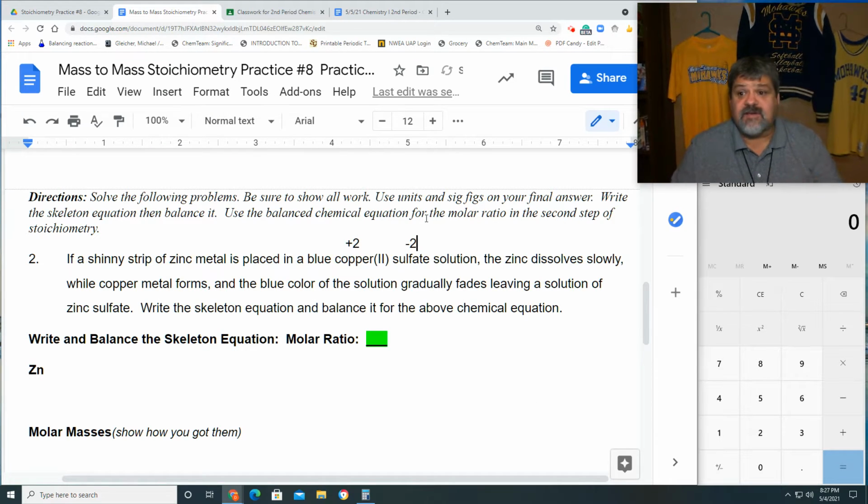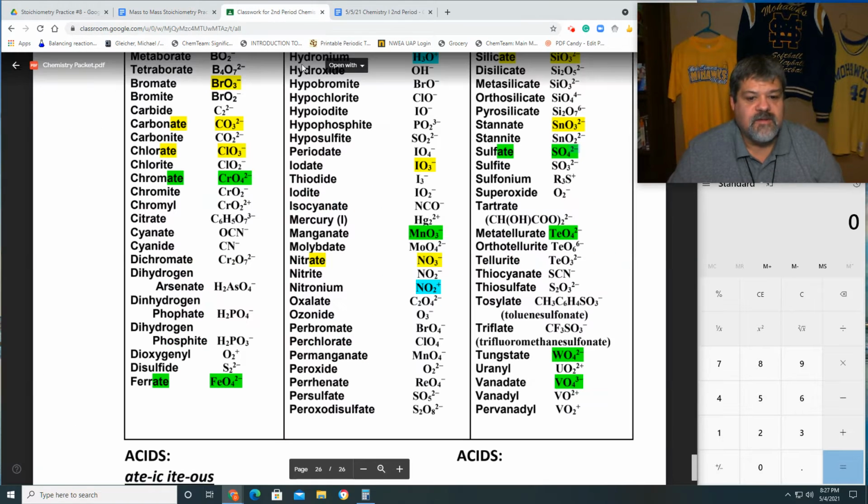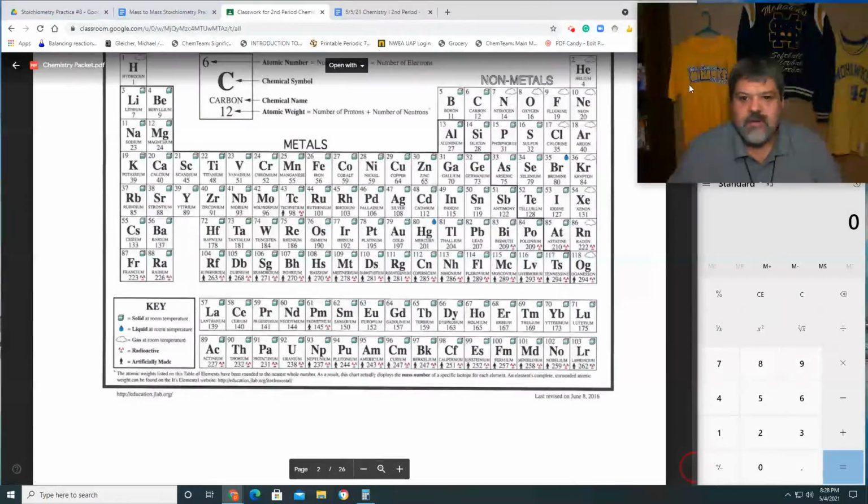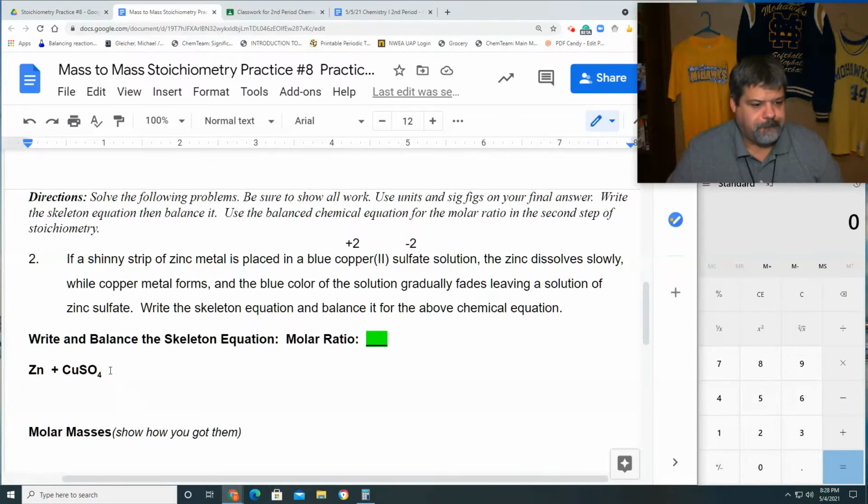Well, since they cancel each other out, we don't crisscross. We just have one of each one. So we're just going to put in here that we're going to add to that. The zinc is going to be added to that copper, Cu, and then sulfate, if you remember, was SO4. Now let's double check with both of those. Let's go to this sulfate, SO4, that's what that is right there. And we go back to our periodic table, and we find that copper is right there, and it's Cu. So we're good with that. So let's go back to our problem.